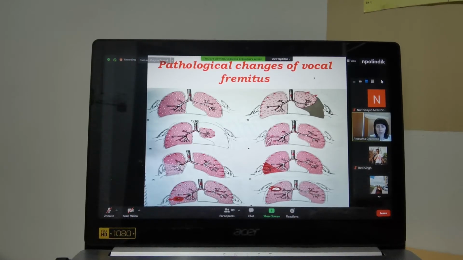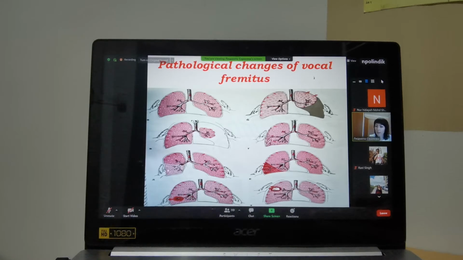After that, what is illustrated here is obstructive atelectasis. So we have something like a tumor here, and lung collapse. So I said vocal fremitus is the transmission of sound along the tracheobronchial tree to the chest surface.